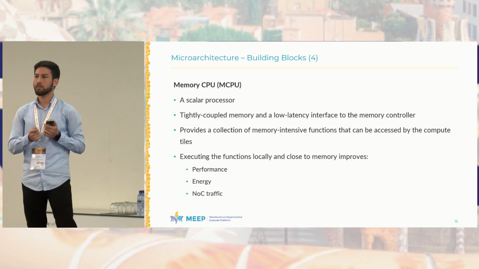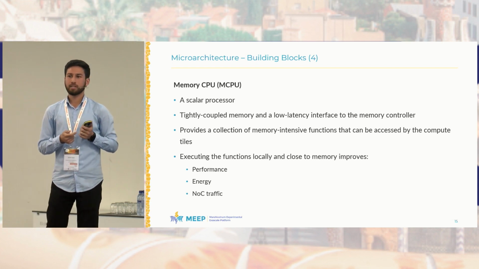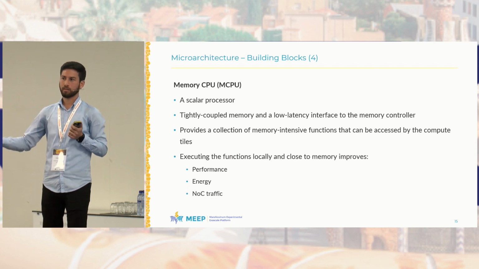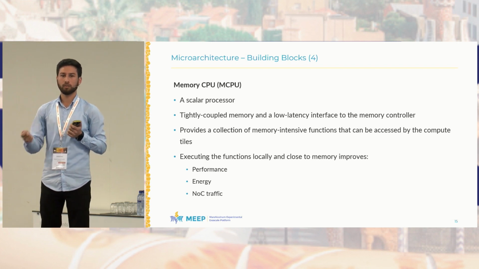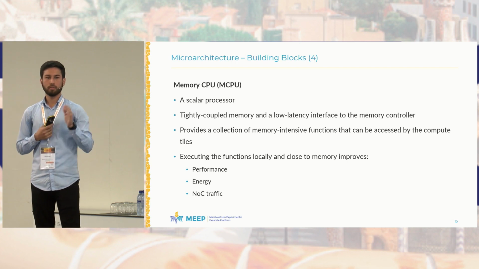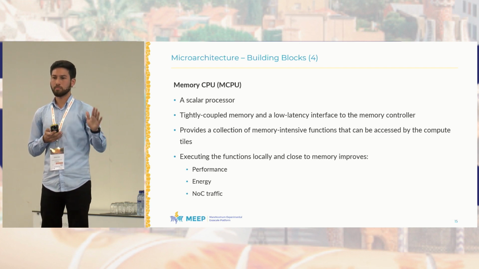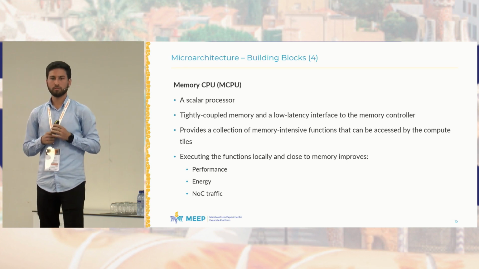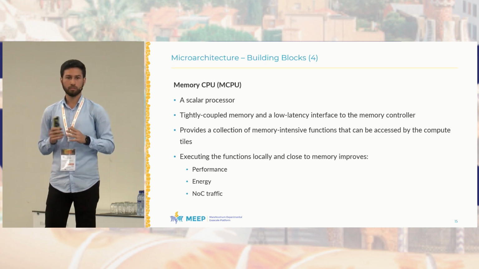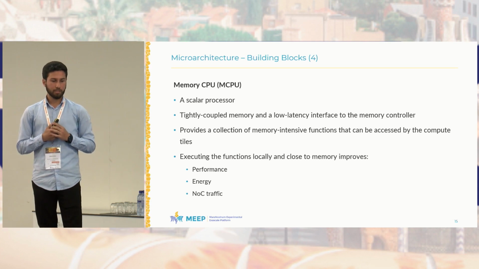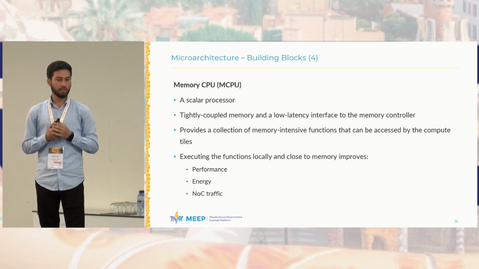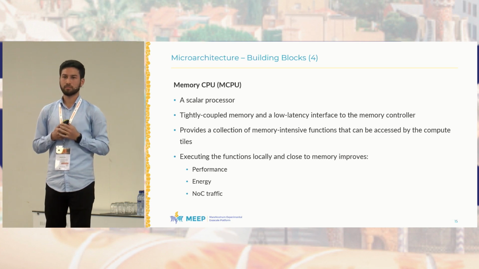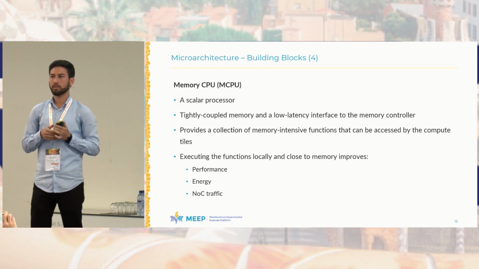Why do we need it? What we want from it is to do memory-intensive operations closer to memory, like memcopy or spin lock. We can have a memory CPU inside this memory engine to perform those, which also reduces moving data along the way. Executing functions locally will eventually give performance, energy savings, and less NoC traffic, because you are doing much more closer to memory, to this memory engine.